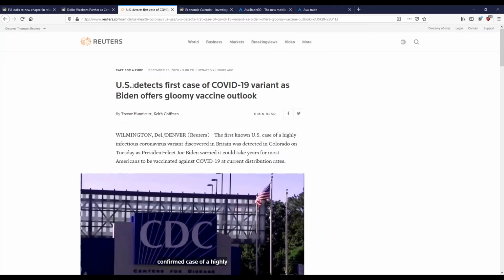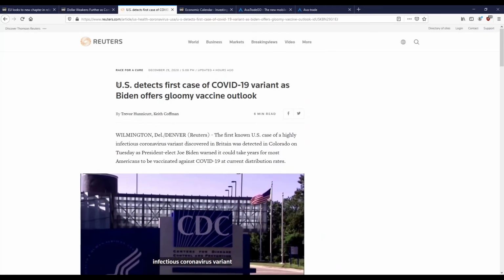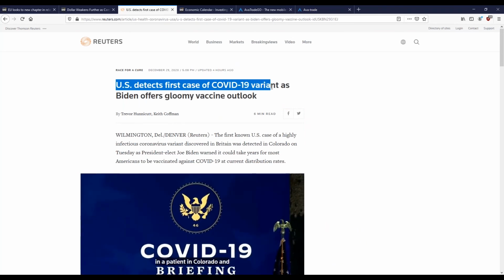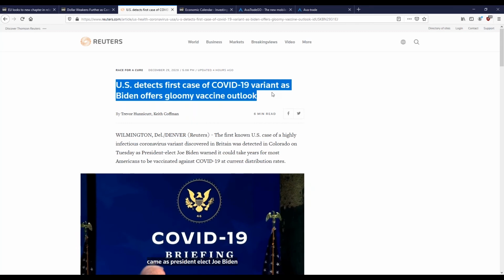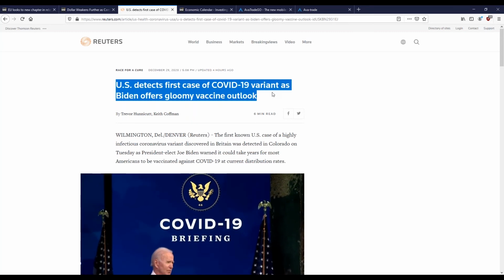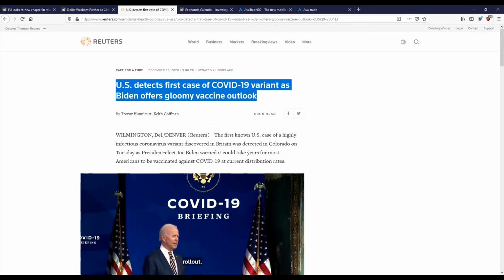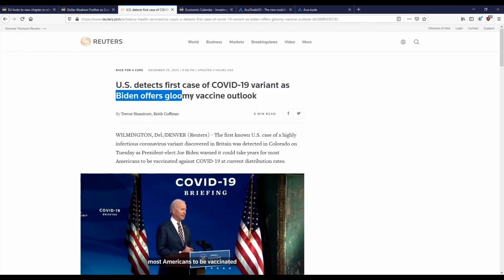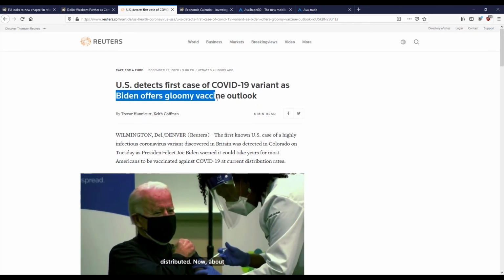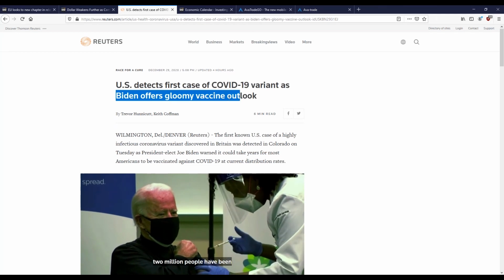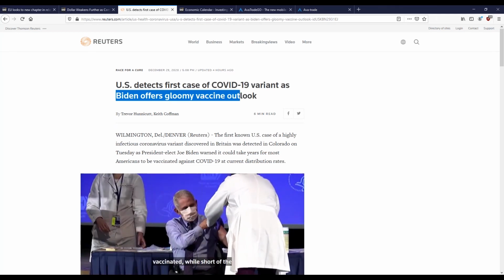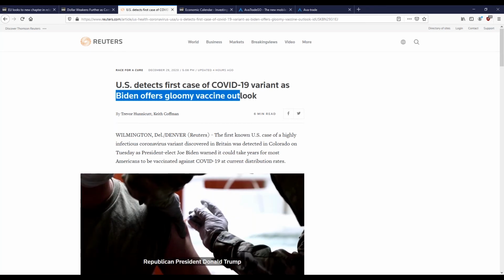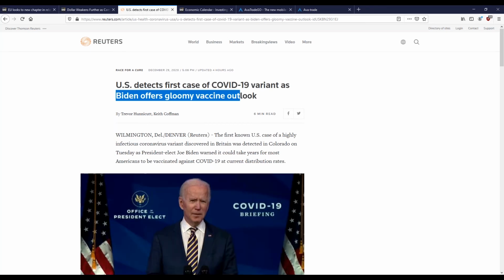Okay, here's one in the opposite direction. US detects first case of this new COVID-19 variant that was first seen in the UK. So that creates some fear on the markets potentially that could come about. And Biden, the opposite of Trump's usual approach, has been very gloomy about the vaccine, saying, oh, it could take 3 years to distribute, kind of feeding into some of the potential fear out there.